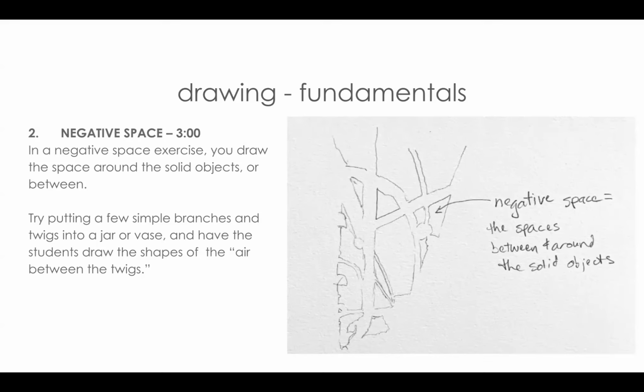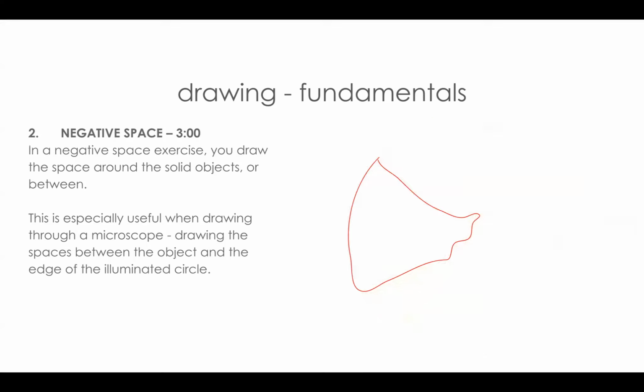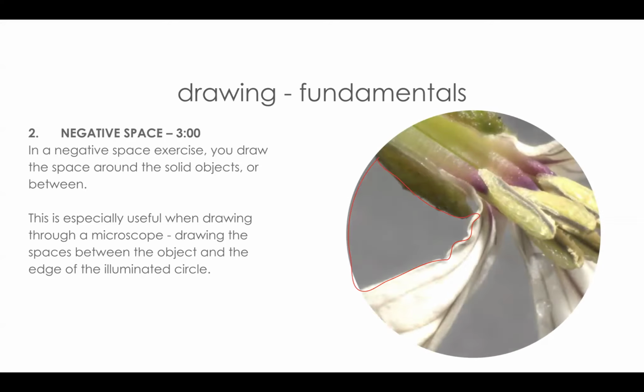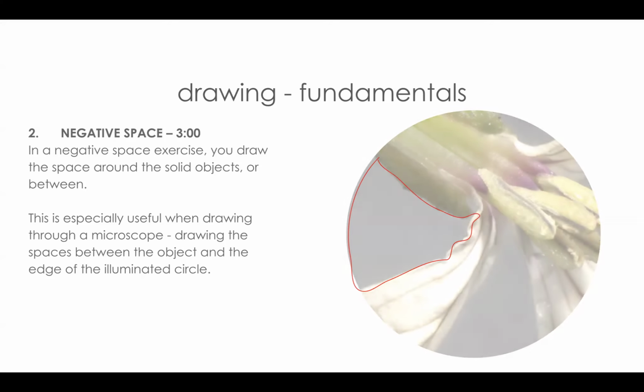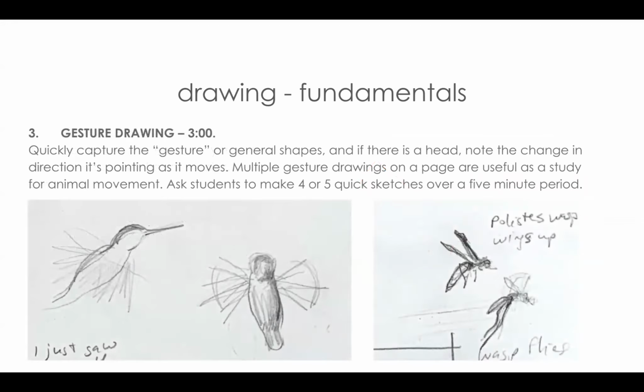So this is really great: to go outside and look at a tree, or bring some twigs into a classroom and just look at the spaces made, not by the solid objects, but by the air around them. It's kind of a hard concept for people. This is super helpful when drawing through a microscope because you can also use the edge of the scope, whether it's circular or square (on a video screen it's going to be square), to look at the shape of that space around the object. It's just another way of looking to help you get in looking mode.